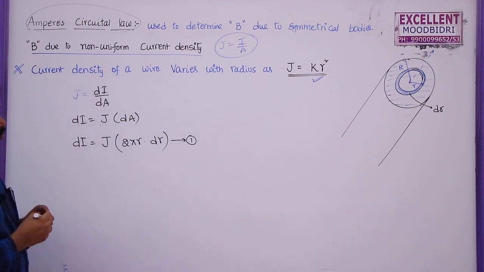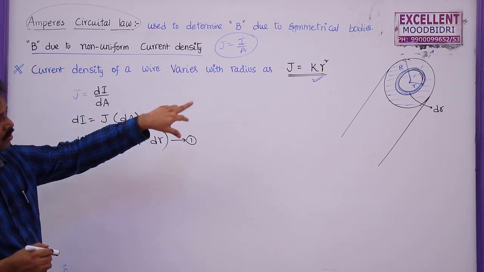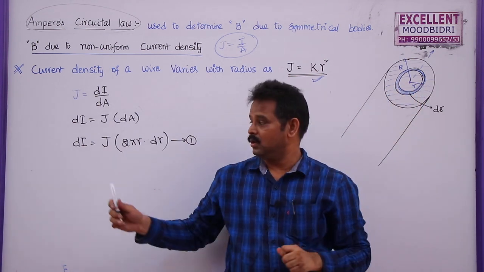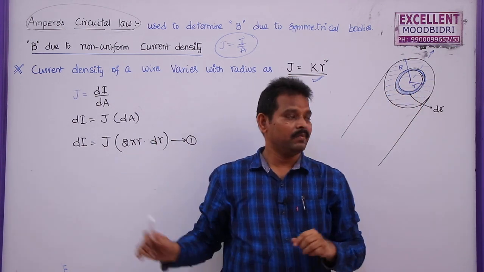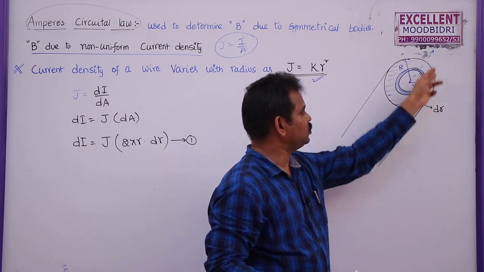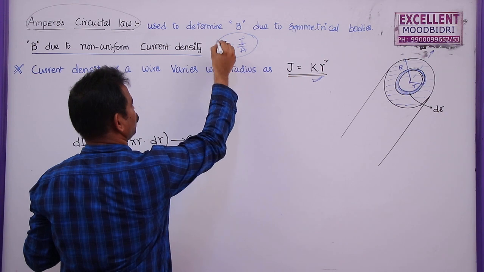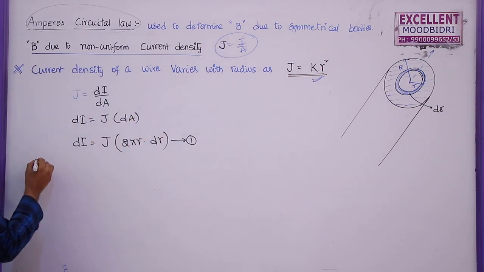Now, if you want to find the current within this region from 0 to small r, you can integrate this by taking the limits. But if you want to find the current throughout this wire, then directly I cannot use I is equal to J into A, because J is not a constant, J is a variable. So what is the total current through this?